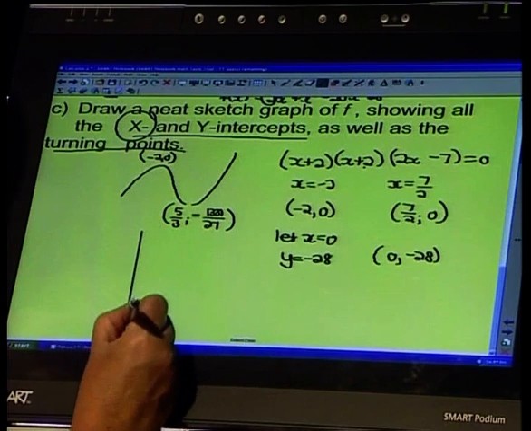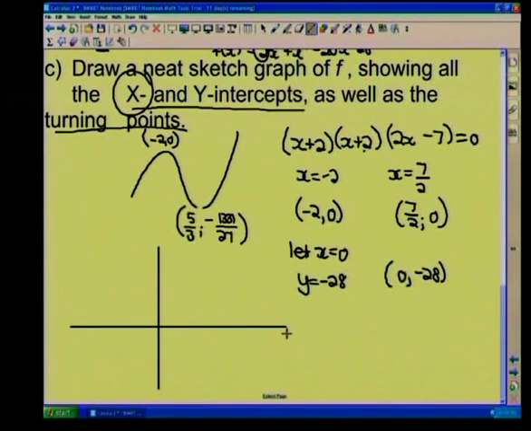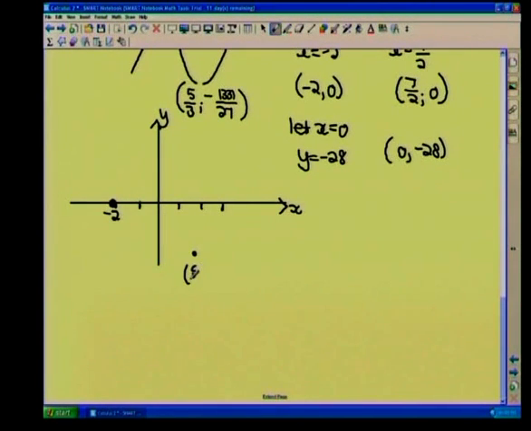So we want a reasonable axis. Obviously, there's no way we can accurately draw this to scale. Just look at these horrid numbers, and you know that's not going to happen. So what do we know? We know that at minus 2, 0, we have a stationary point. Over here at 5/3, see, that's not to scale, but that's not a problem. So it's 5/3 with negative 1331 over 27, which is negative 49 comma something. And over here, we know that this is going to be minus 28.